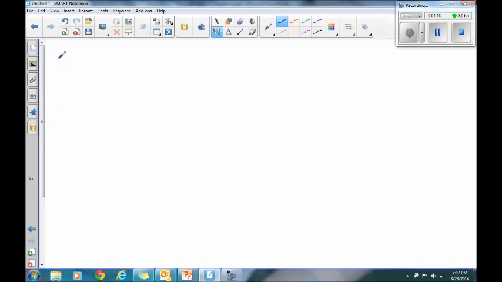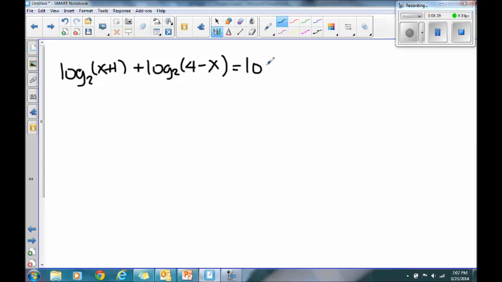On the next one, let's look at log base 2 of x plus 1 plus log base 2 of 4 minus x, and we know that that's equal to log base 2 of 6x. So let's say that that's the equation that we are given and that we're asked to solve this for x.